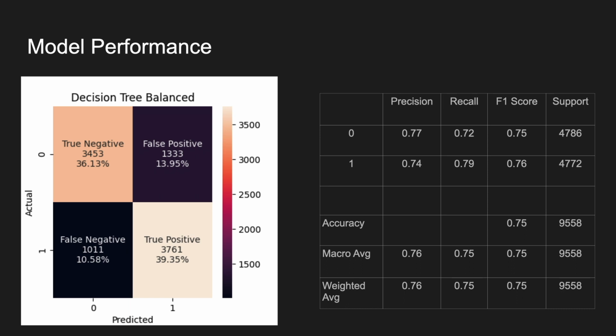The original dataset gave a very high accuracy of 0.91, but the precision and recall were very low. By balancing the classes in the training set, precision and recall were increased at the cost of some accuracy. The F1 score and accuracy of the resulting model are around 0.75.